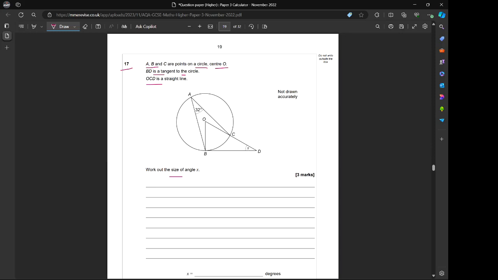Okay, so step 1, the angle at the center is double the angle at the circumference. So that'll be 64 there. That's step 1. What about step 2, guys? Well, BD is a tangent to the circle. OB is actually my radius. So this will actually be 90 degrees. And then last point, guys, what do angles in a triangle add up to?